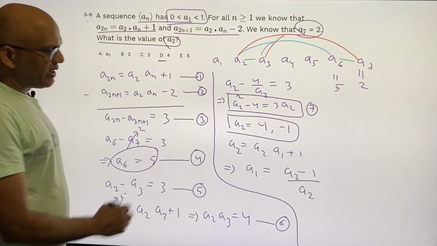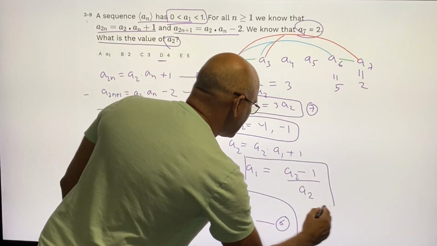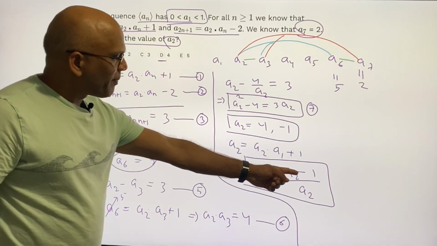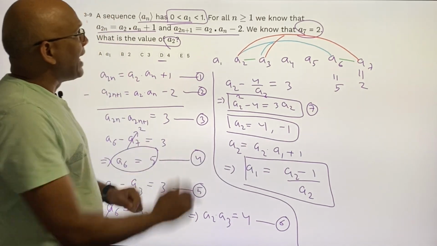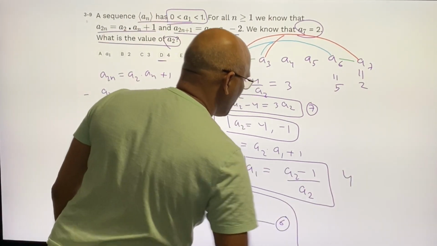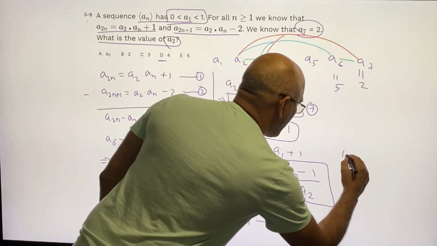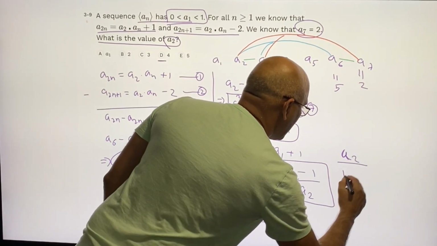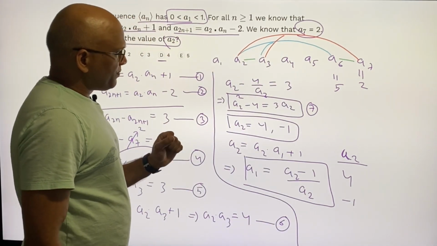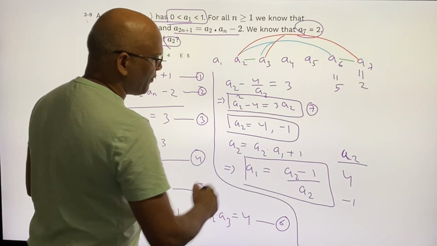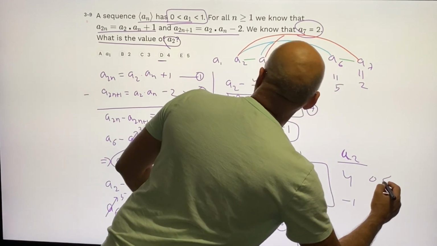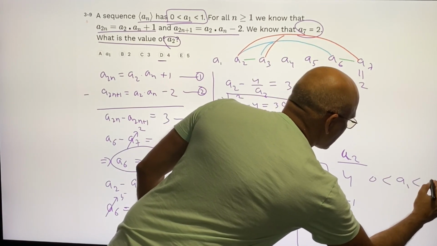Okay, so given a2, this is my a1. Let's see, if a2 is 4, then 4 minus 1 is 3 by 4, and that is between 0 and 1. So for these values of a2, 4 or -1: if a2 is 4, then 4 minus 1 is 3 by 4, so a1 is going to be between 0 and 1, 0 less than a1 less than 1, right?